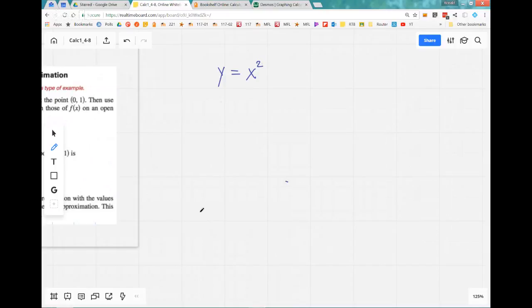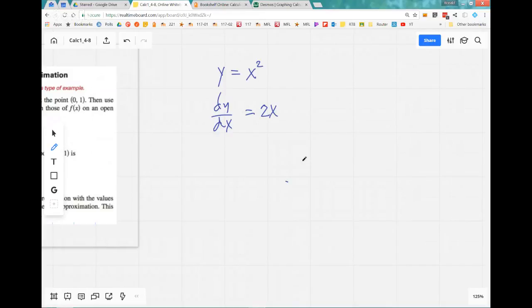Okay, now let's take the derivative of both sides. dy dx equals 2x. Now I'm purposely using Leibniz notation here because this lesson lends itself to that. So instead of saying y prime or f prime of x, I'm purposely using Leibniz notation. All right, now there's no problem here.